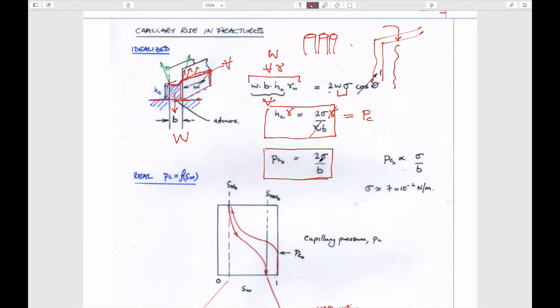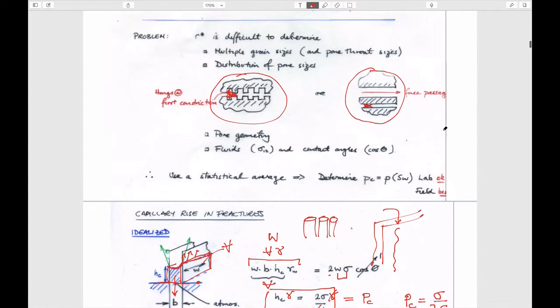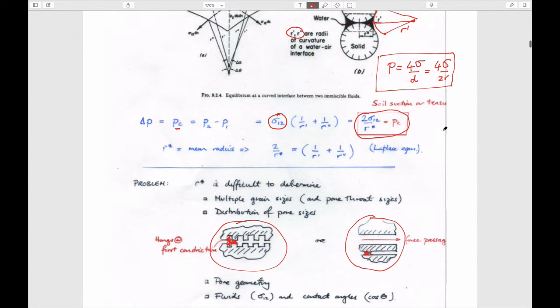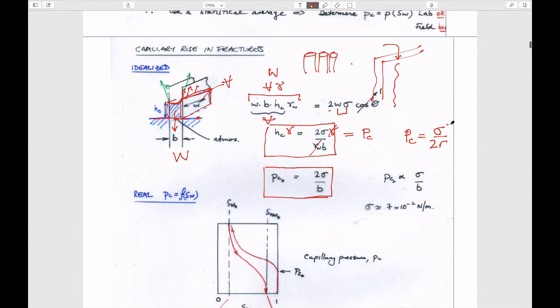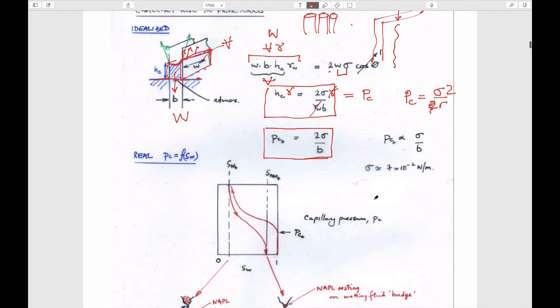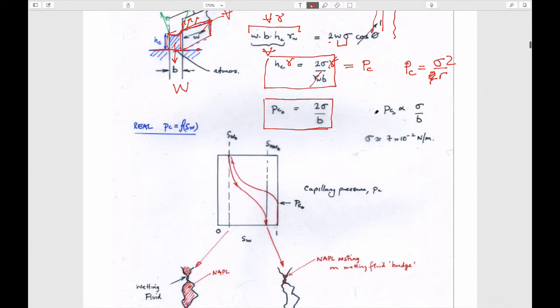So we said before that for a capillary tube, the capillary pressure was equal to interfacial tension times 2, divided by the radius, I think, right? Just about. And we're left with this magnitude, which has the same proportionality.